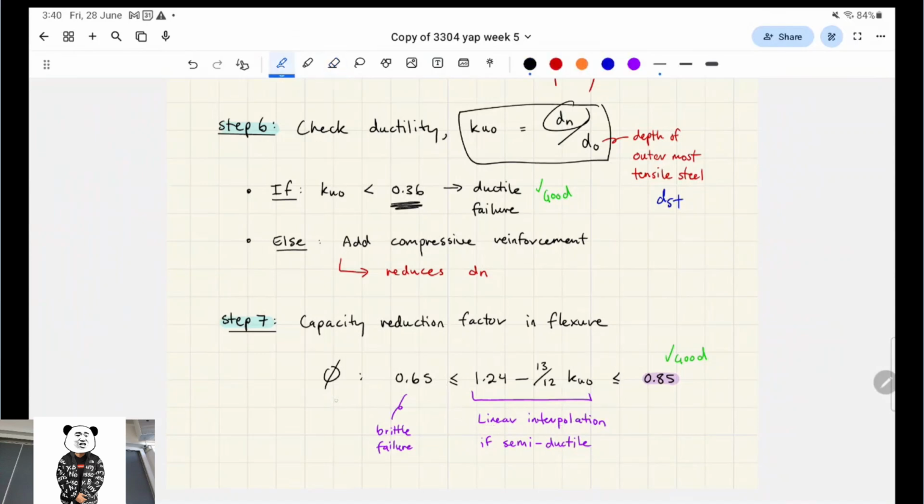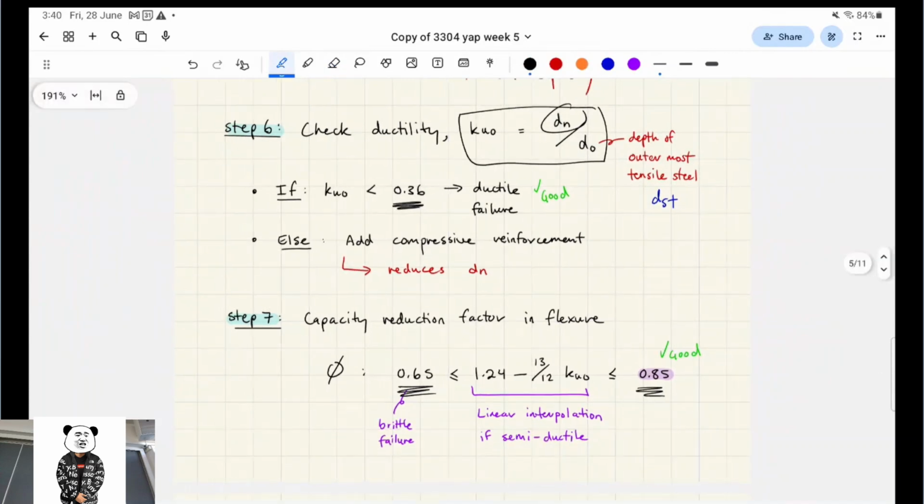You also have this region of linear interpolation. Sorry, I should mention the capacity reduction factor, which for those of you who have done steel, you'd be familiar with. So this is for the moment capacity reduction factor. It can range between 0.65 and 0.85, right? And everything in between is a linear interpolation based on that ratio that we found with this equation. Yeah? No? Oh yeah, I'm going to assume that's a yes.